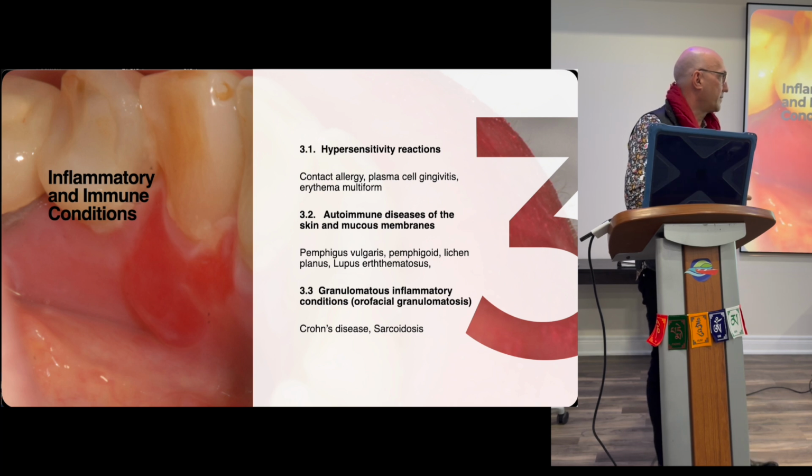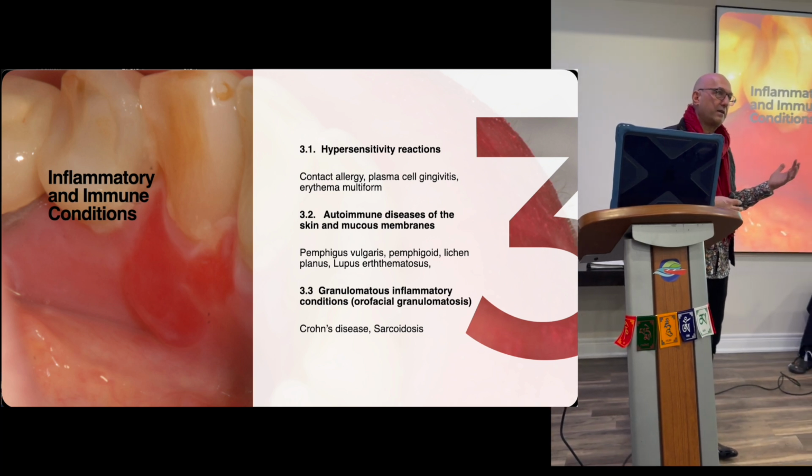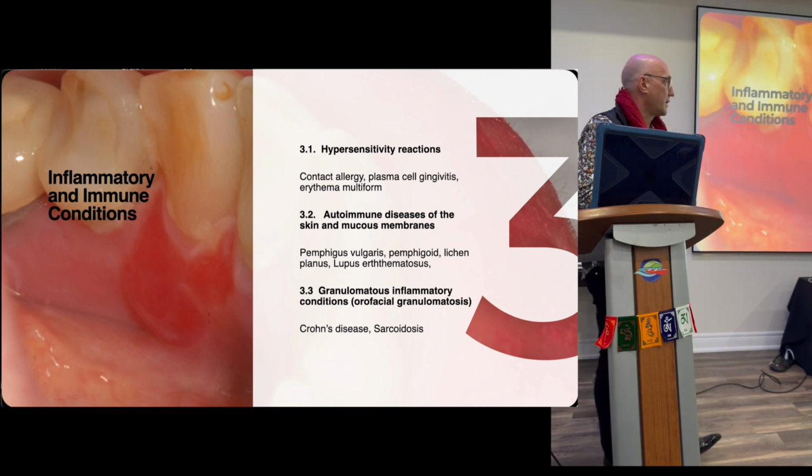And then we have granulomatous inflammatory conditions like Crohn's disease. So if you have a patient that has Crohn's, look very carefully at their gingiva, because quite often the condition that's affecting the integrity of their gastrointestinal tract doesn't stop at their esophagus. It's in their mouth as well, and you can often see the oral manifestations of that.